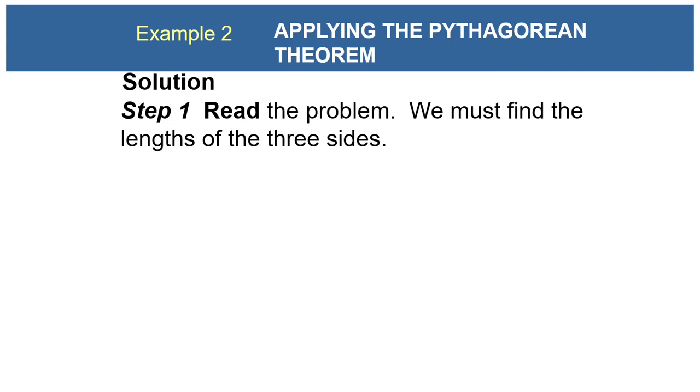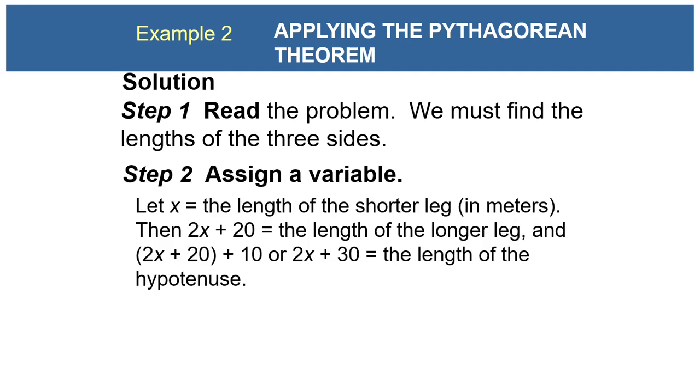In step 1, we read the problem. We must find the lengths of the three sides of our right triangle. Let's assign a variable. Let x be equal to the length of the shorter leg in meters. Then 2x plus 20 is equal to the length of the longer leg, and 2x plus 20 plus another 10, or 2x plus 30, is equal to the length of the hypotenuse.